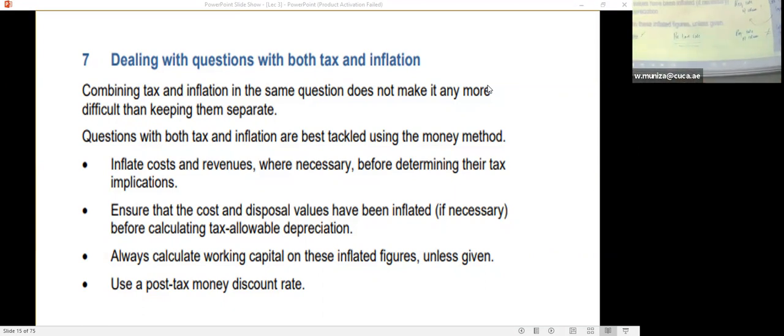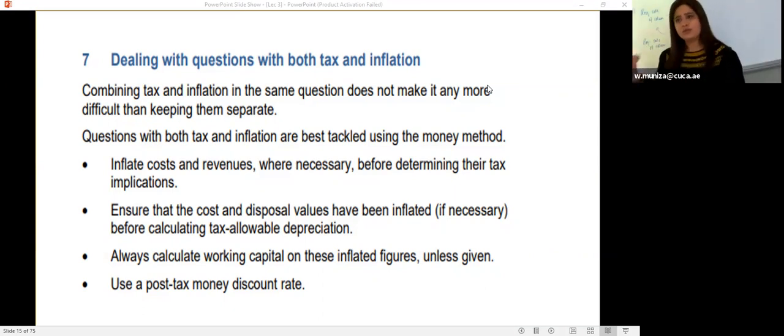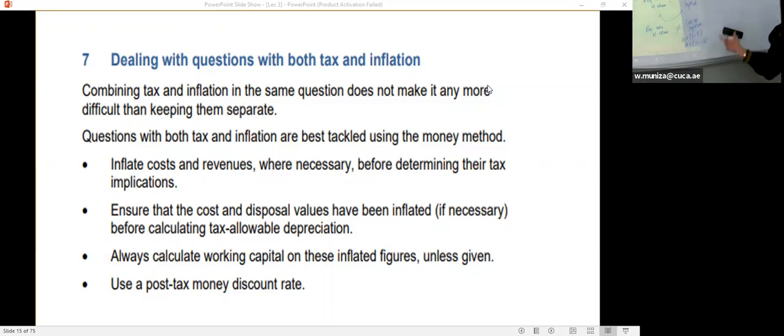Usually it will be given to you as post-tax, but if it is not given, you need to convert it. And how you are going to convert it? Simply with the discount rate, just apply this. Let's say, for example, it's 10%. So 10% into 1 minus t, this tax is normally 0.3. So 10% into 0.7. Whatever it is going to be the post-tax discount rate. Got it? So this is what they are telling over here.